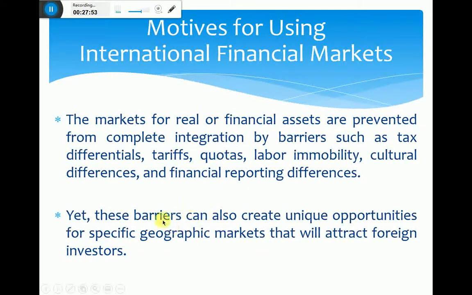But these barriers are unique opportunities sometimes, right? And when these barriers become opportunities, that's when multinational corporations and foreign investors are attracted, right?